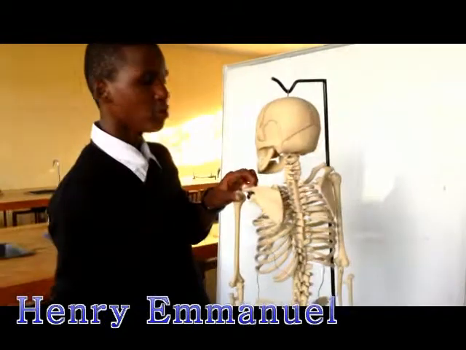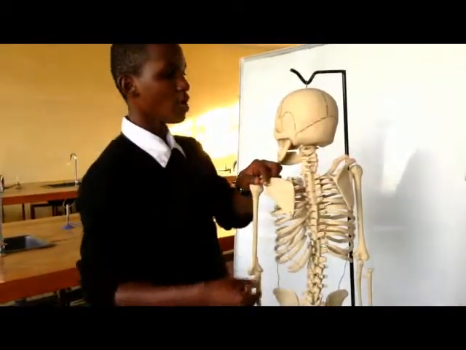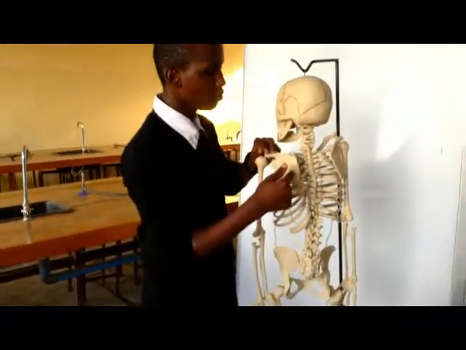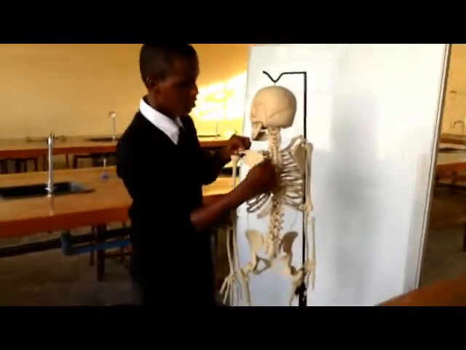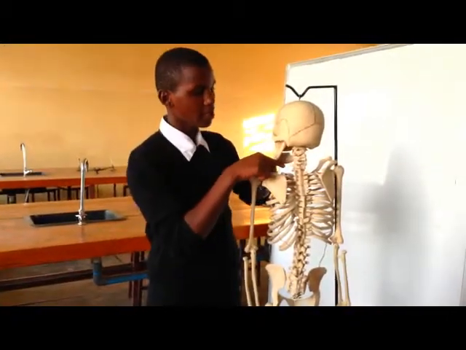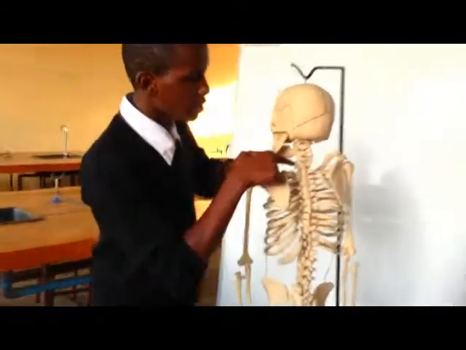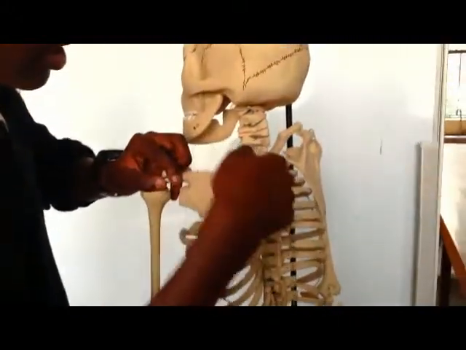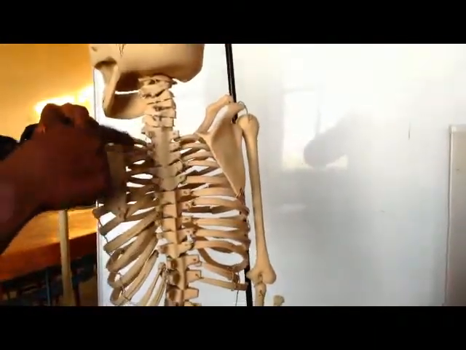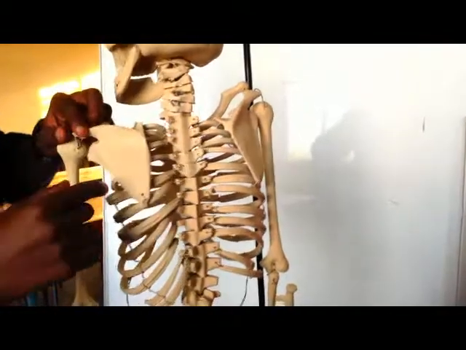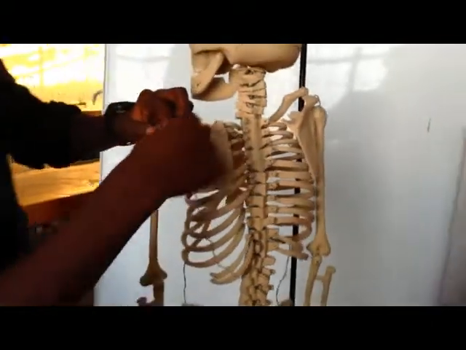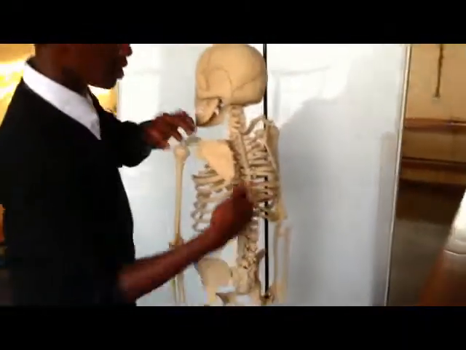I'm going to present about the vertebral column. The vertebral column is the main axis of the body. It's made up of 33 small bones known as vertebrae, as you can see. Between two adjacent vertebrae, there is a cartilage known as the intervertebral disc, which acts as a shock absorber to reduce friction. The main function of the vertebral column is to protect the whole body and the spinal cord.